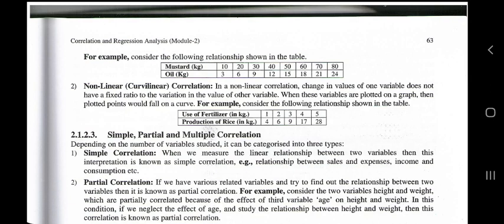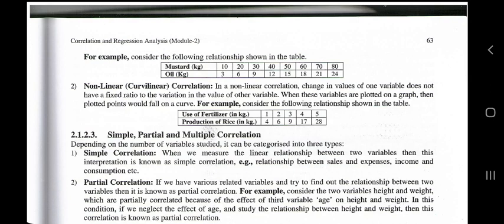So just see, use of fertilizer 1, 2, 3, 4, 5 means there is a common difference of 1 between two consecutive data. Now production of rice, see 4, 6, 9, 17, 28. The difference between two consecutive data is not fixed here. It is not common. Means it is increasing, but it is not increasing at the same rate. So it is rapidly increasing.